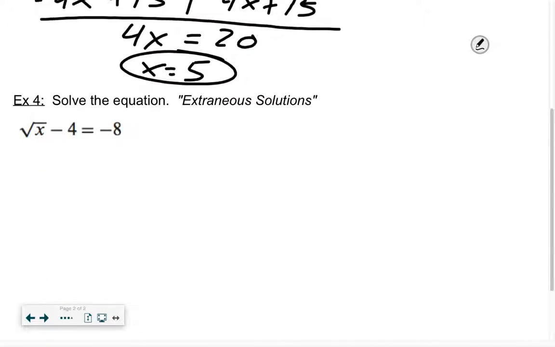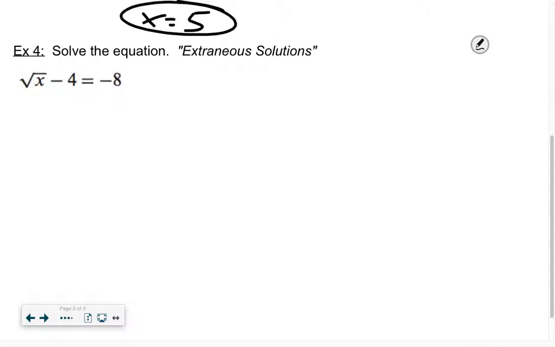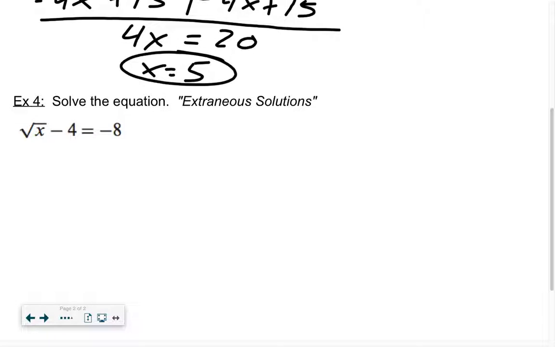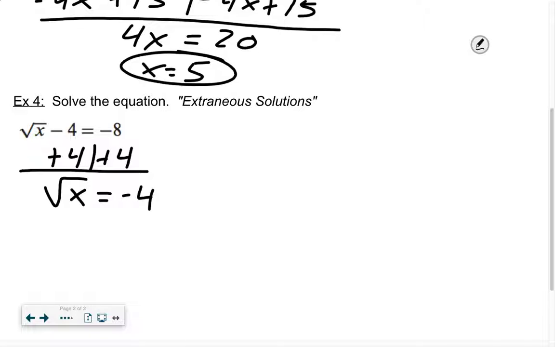And the last one. Did I go too fast? Last one, solve the equation, and then it says in parentheses or quotations, check for extraneous solutions. Yeah, what does that mean? Can we take the square root of a number and come up with -4?